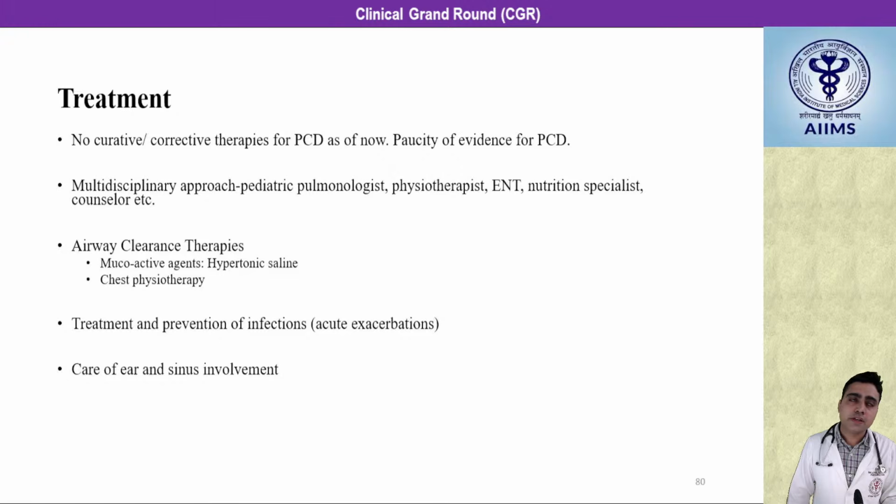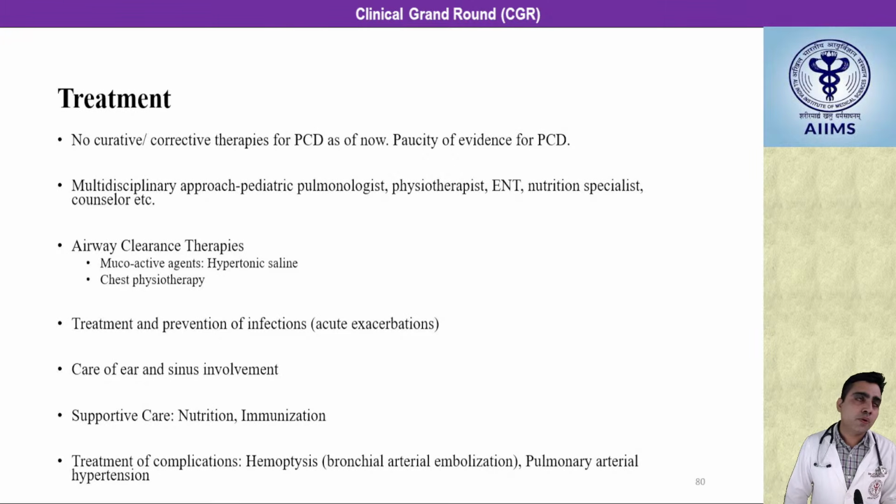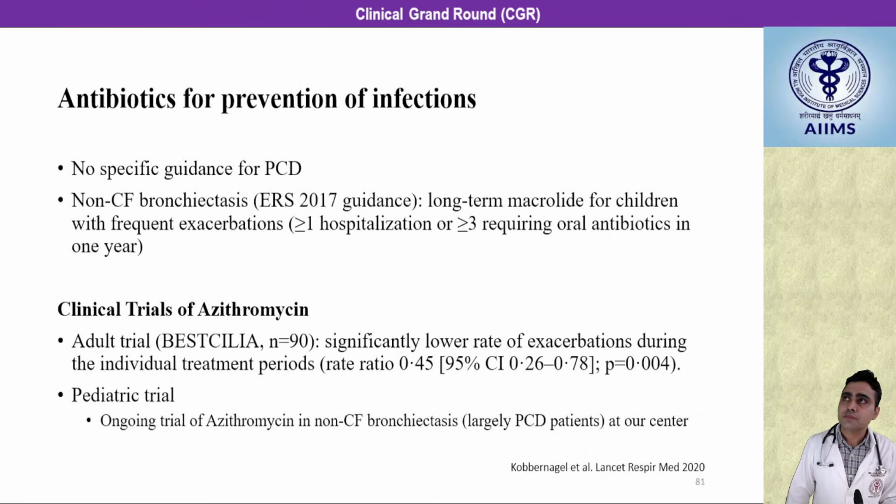Care of ear and sinus is needed by regular ENT follow-up, and supportive care in the form of nutrition and immunization with yearly influenza, pneumococcal and the other routine vaccinations. And then over time these patients develop complications like hemoptysis, which is addressed by bronchial artery embolization, or pulmonary artery hypertension, and end-stage lung disease that may require a lung transplant.